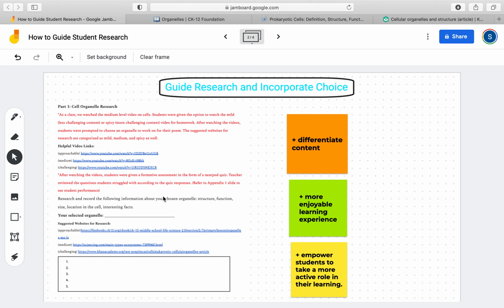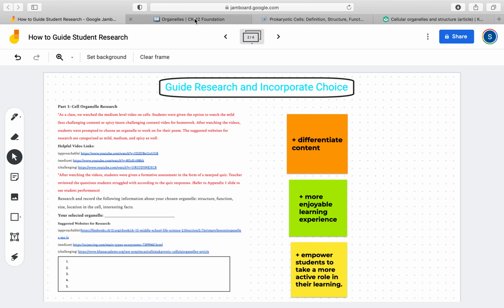So this is the part where they select the organelle and they have the choice of which organelle they want to work on. And here I put suggested websites for research. So these are the links, and I labeled them as approachable, medium, and challenging. So this is the first link right here from CK12, and I'm going to show you how I determine which one is approachable, medium, and challenging for my class.